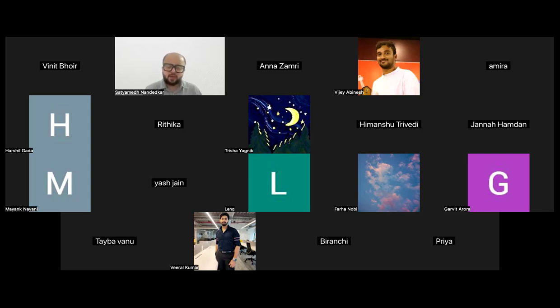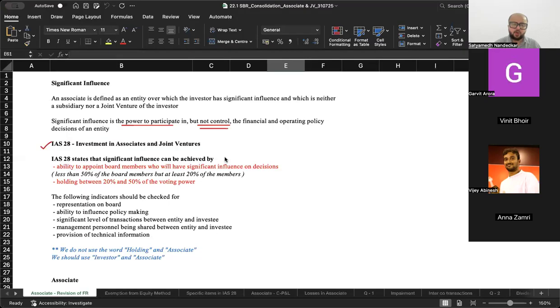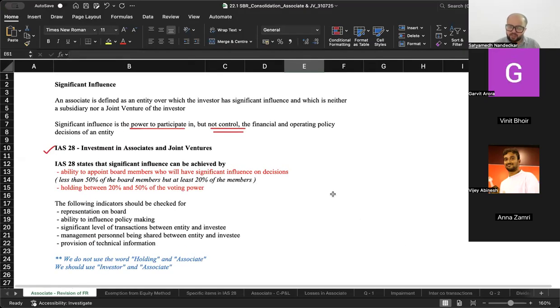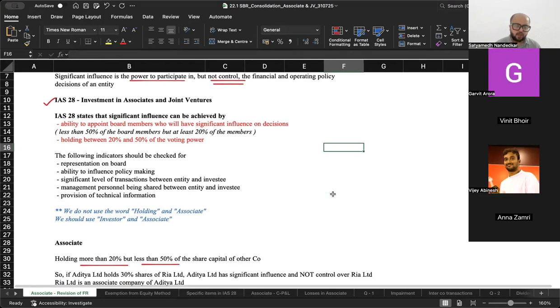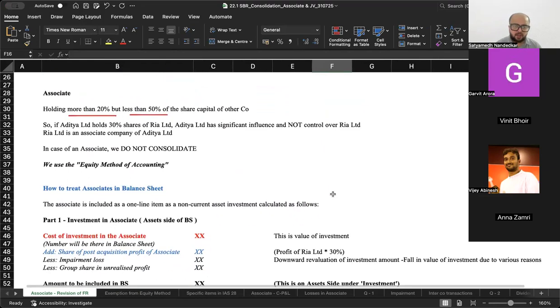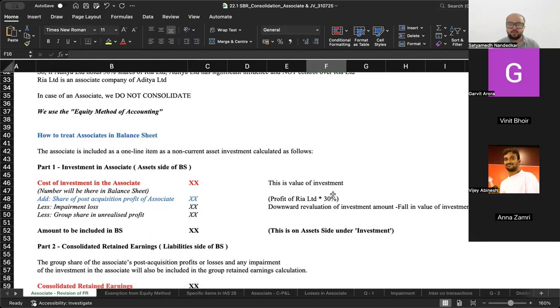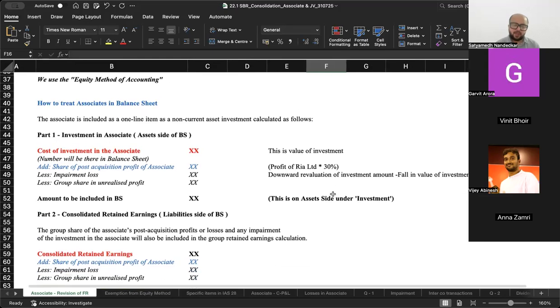Okay, now you could also get the same significant influence by the ability to appoint a significant number of directors on the board but not well enough to establish control, which means if you have a 5 director board and your company has the ability to appoint 2 directors, then again you have significant influence. So IAS 28 specifically says that significant influence can be achieved by the ability to appoint members who will have significant influence on decisions or holding between 20 and 50% of the voting power. Such an entity is an associate. You don't use the acquisition method or the line by line consolidation method. We use the equity method of accounting.